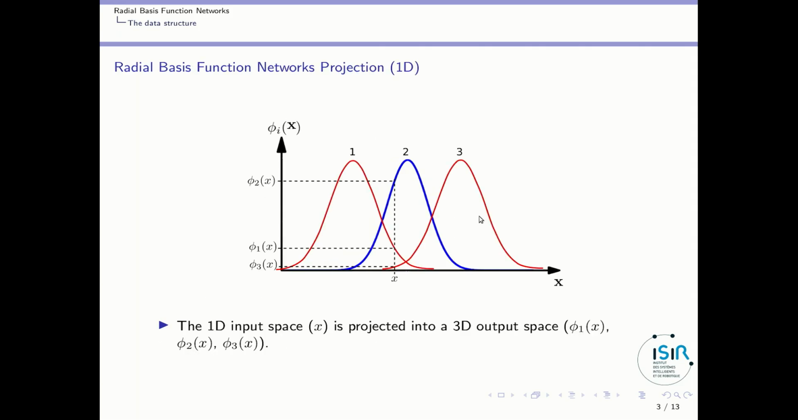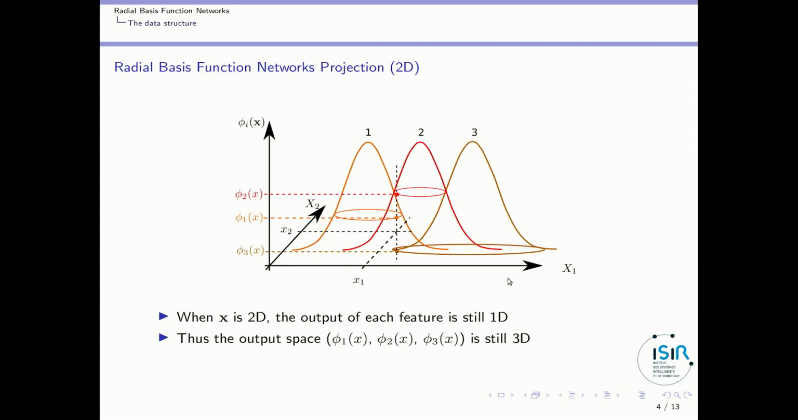A radial basis function network then will be a collection of such Gaussian functions, and this will help you project your vector x into a different space, phi1, phi2, phi3, where phi1, 2, and 3 are different Gaussian functions. Here that's the case where x is just 1D. So here I have a 1D input space x, which is projected into a 3D output space, phi1 of x, phi2 of x, and phi3 of x, where phi1, phi2, and phi3 are just 3 Gaussian functions.